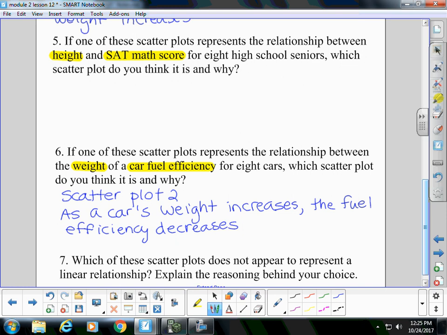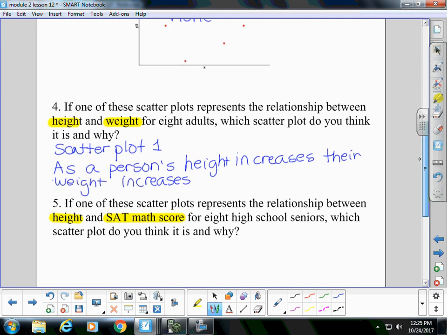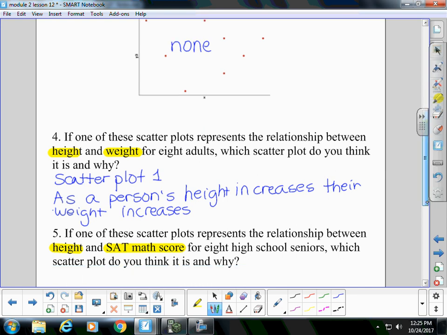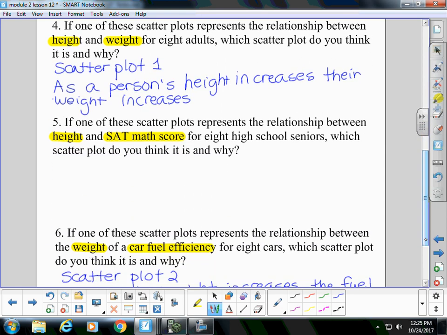On the other hand, scatter plot number 3 is the one with no relationship. That's going to be the height versus the SAT scores. A person's height has nothing to do with what their SAT score is going to be.